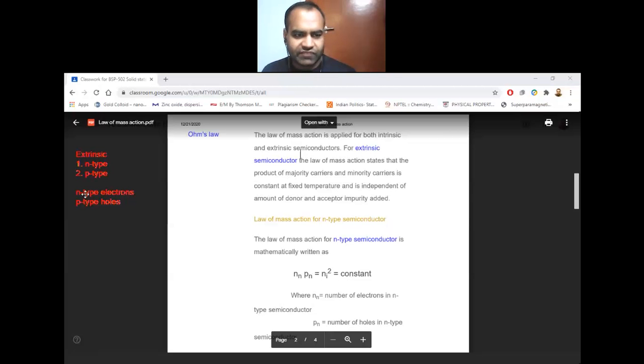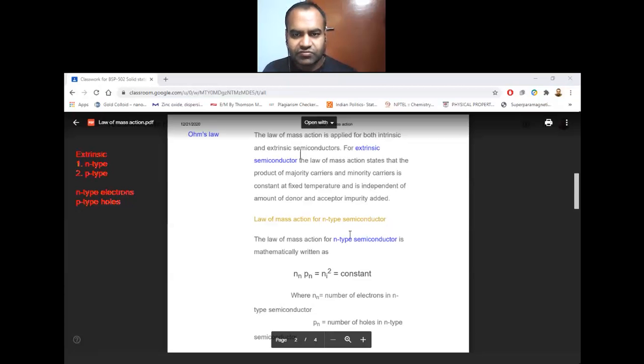Majority carrier means for N-type semiconductors, the majority carriers are electrons, and for P-type semiconductors, the majority carriers are holes. Their product is constant at fixed temperature, just like the previous case we learned for intrinsic semiconductors. And this is also independent of the amount of donor and acceptor impurities. So how much donor and acceptor impurities we have added, it doesn't depend on that.